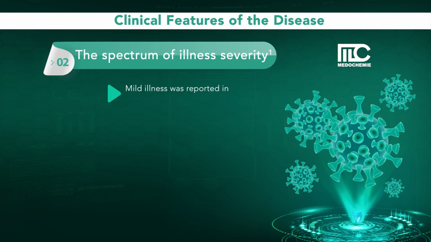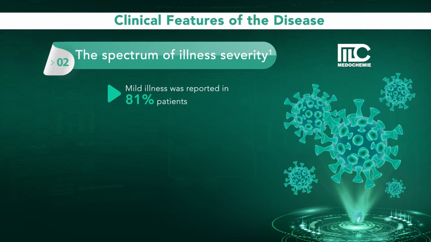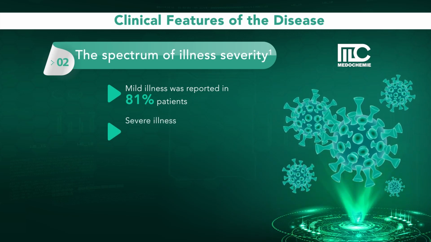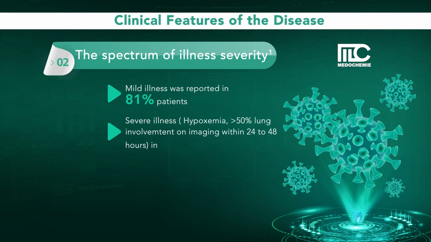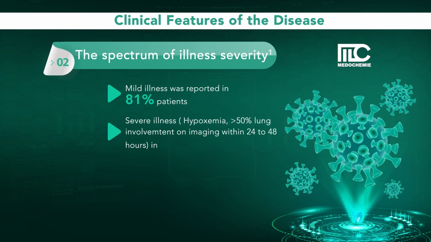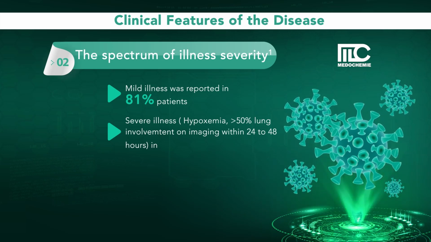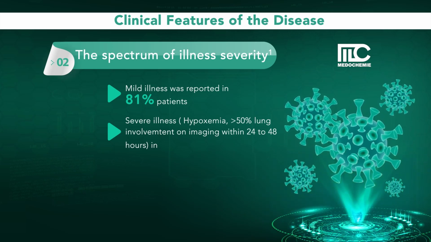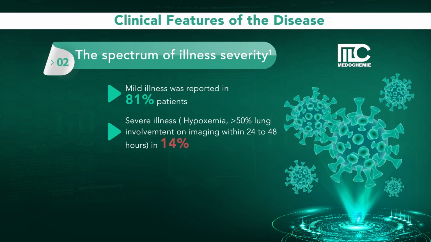It is in 81% of the patients. Severe illness. What severe illness means? Hypoxemia. More than 50%, more than half of the lung involvement on imaging within 24 to 48 hours. This severe illness in 14% of the patients.